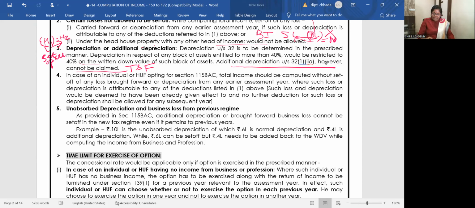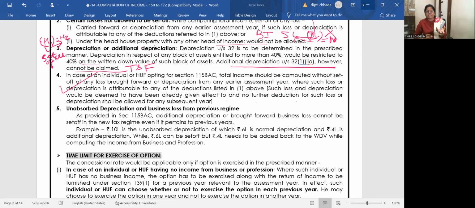Next, in case of individual and HUF opting for section 115BAC, total income should be computed without set off of any loss brought forward or depreciation from any earlier year where such loss or depreciation is attributable to deductions above. Such loss and depreciation would be deemed to have been allowed and no further deduction. This is the same elaboration. You cannot set off earlier years' losses for depreciation.